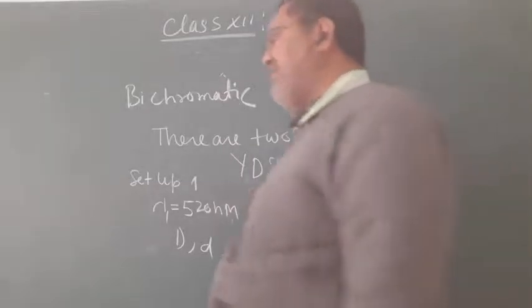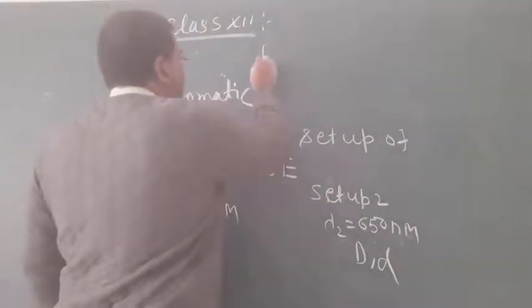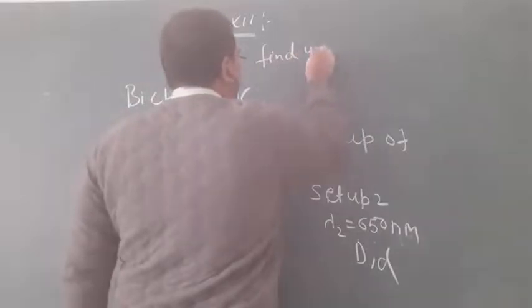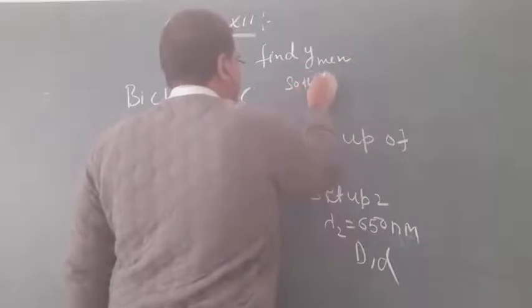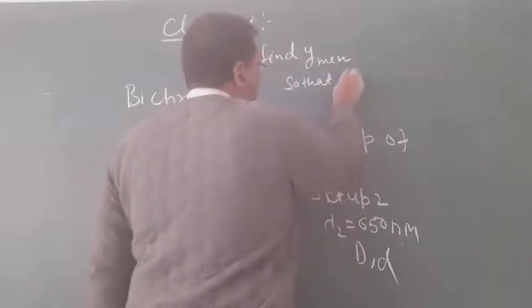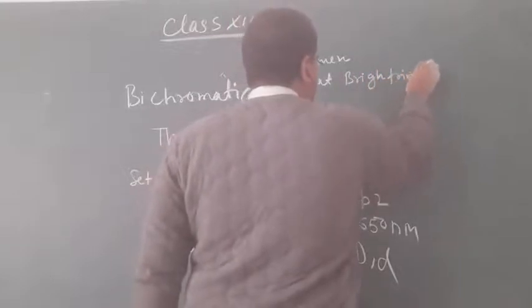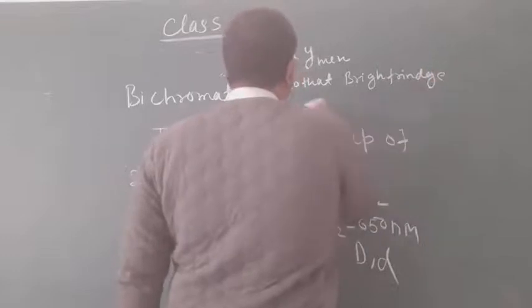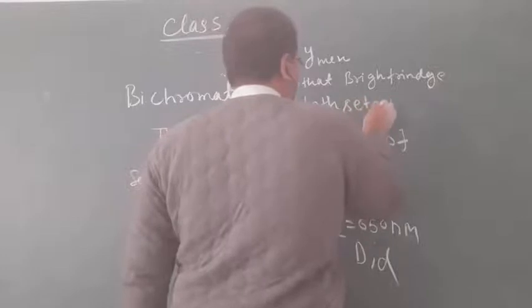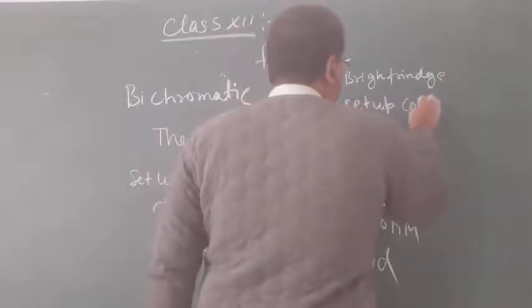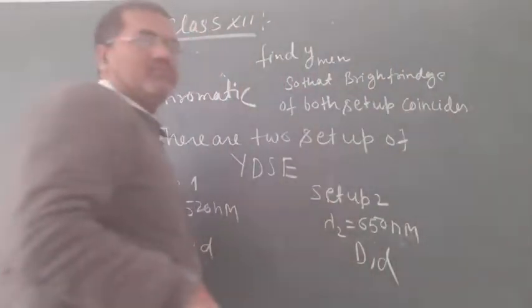So you have to find here, write it down, find y minimum so that the bright fringes of both setups coincide. Okay.